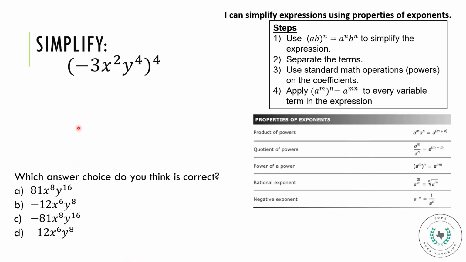Now we have some independent practice. So for this problem, we have in parentheses -3, x to the power of 2, y to the power of 4. All of those terms are done to the power of 4. Based on that, which answer choice do you think is correct? So pause the video, do the work yourself, and try to figure out which answer is correct.